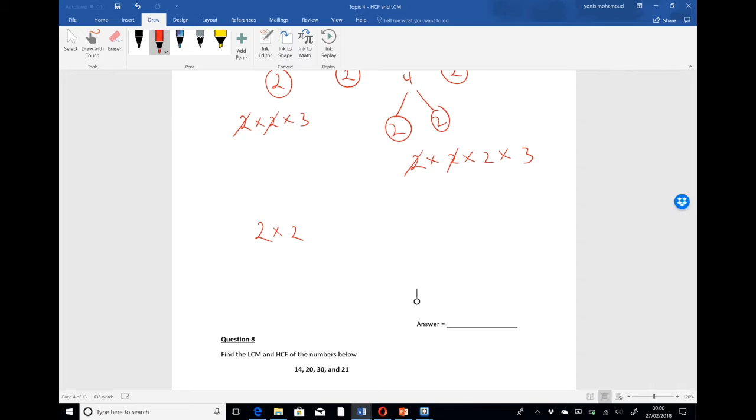3 appears on both sides, so I'm going to cross it out, times 3. And what I'm going to do is just multiply those numbers out. So 2 times 2 is 4, times 3 is 12. So that's method number 3.